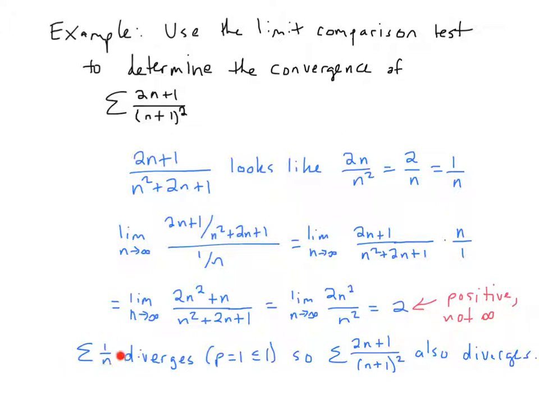So now the series that I chose, 1 over n, that's the harmonic series, so it diverges. Also by the p-series test, because p equals 1, which is less than or equal to 1, so it diverges. And because the one on the bottom diverges, and because this was positive and not infinity, that means that the series that I was given in my problem also diverges.